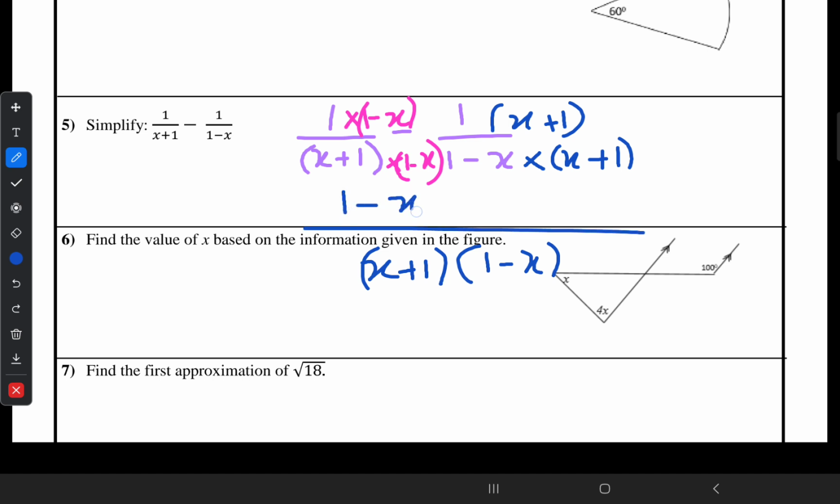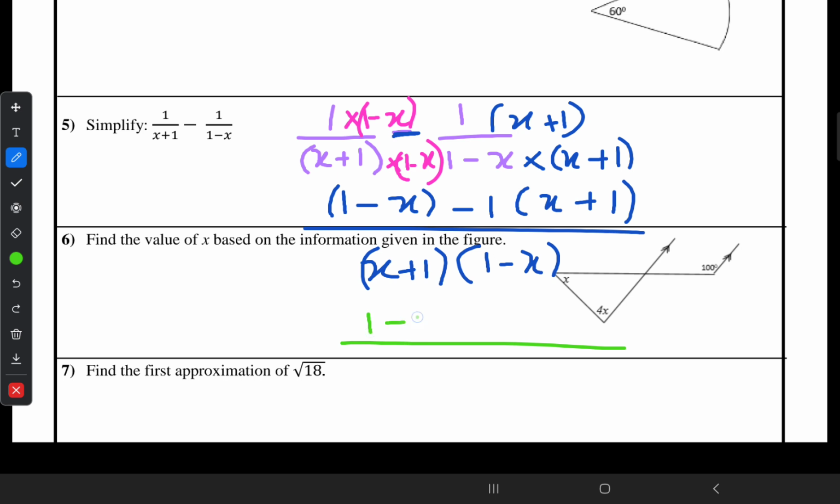That would be 1 minus x already. Then minus 1. Here, there's a negative. It's very, very important when we deal with a negative: compulsorily, you should use a pair of brackets. x plus 1. Let's keep our denominator as it is.